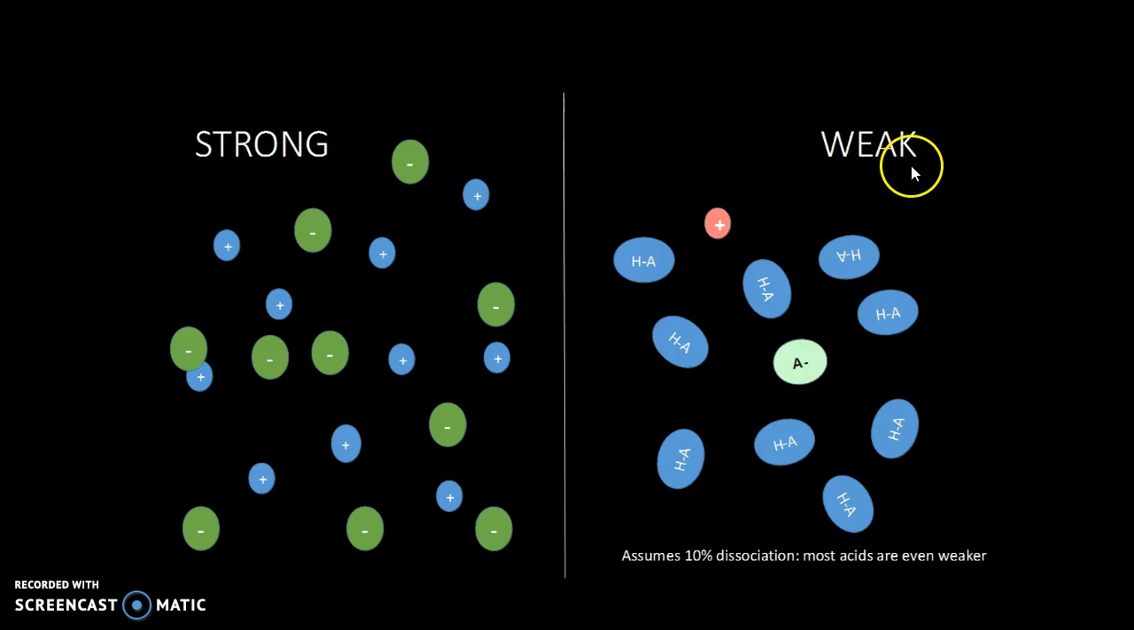On the other hand, over here, this weak acid, and we've used a 10% dissociation when most acids are way less than 5% dissociated, you can see that nearly all of the HA molecules have stayed HA molecules. Only one has broken up, 1 in 10 has broken up into a positive and negative ion. And we can imagine that this is why the conductivity on the left for the strong acid is much, much higher than the conductivity of the weak acid over here.